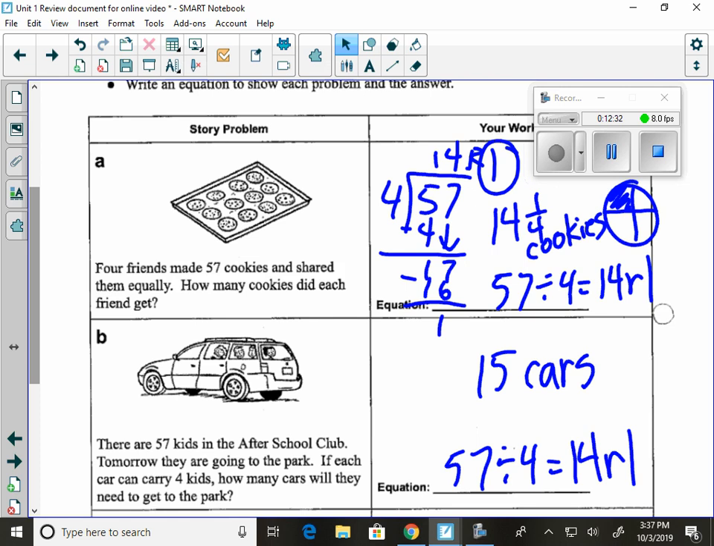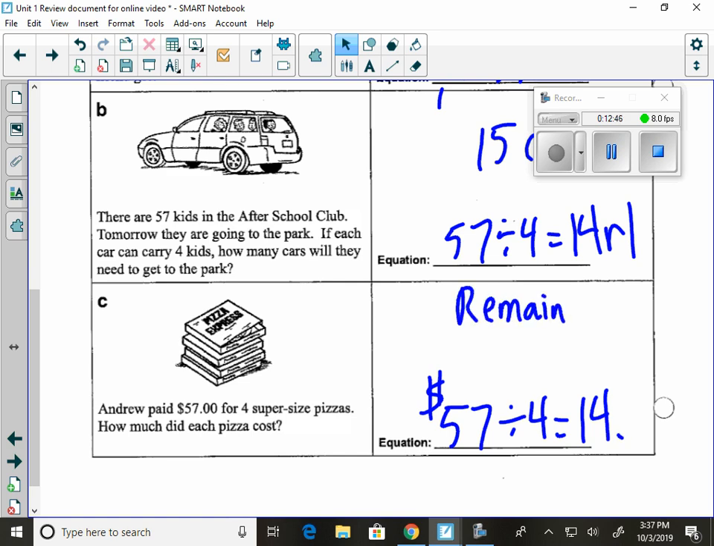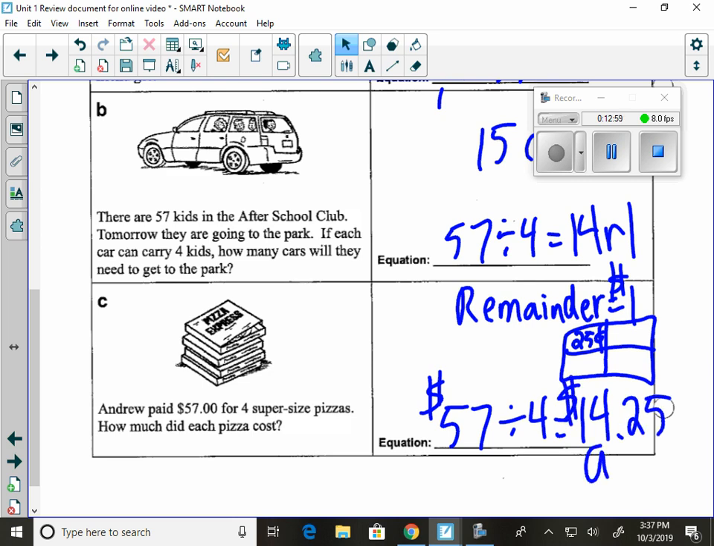And on the last one of the pages, we've got $57 for the pizza for 4 of them. 14 with that remainder. So the remainder equals $1. And you can split $1 up into 4 parts, 25 cents each, so $14.25 a pizza. And there you have it.